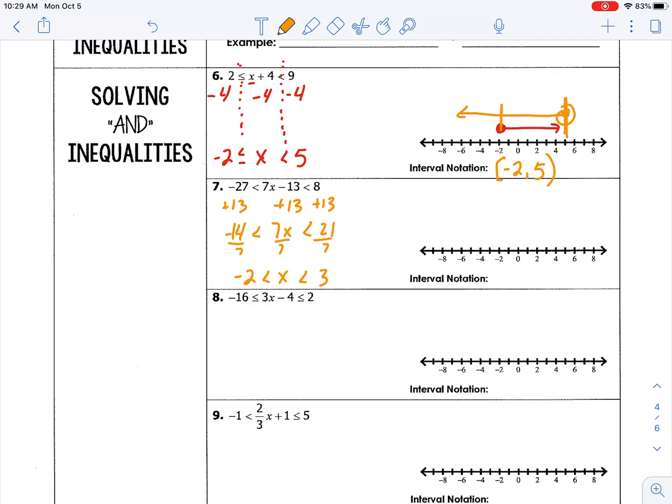And in reality here, again, if we look at that, negative 2 is going to be an open circle. 3 is going to be an open circle. It's going to be all the values in between. Looking at my interval notation, my left-hand boundary is not included, so it's a parenthesis at negative 2. My right-hand boundary is also not included, so it's a parenthesis at 3. And there we have the interval notation for that.